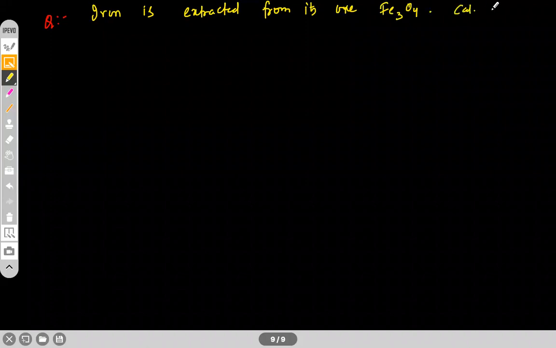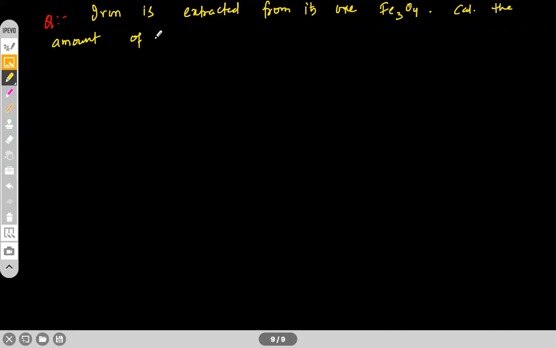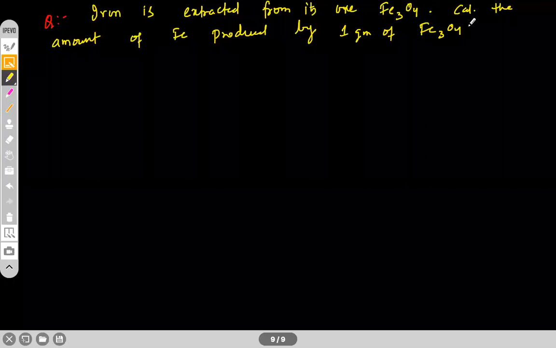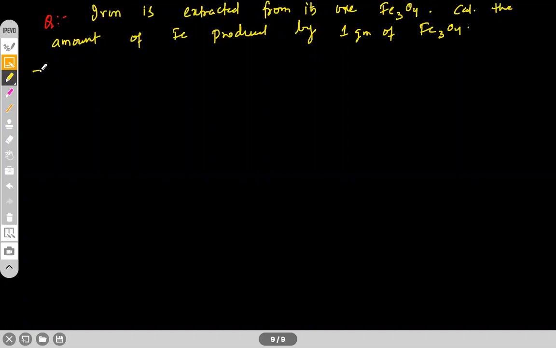Calculate the amount of Fe produced by 1 gram of Fe3O4. This is the question. All the iron has been extracted. Okay, try this one.